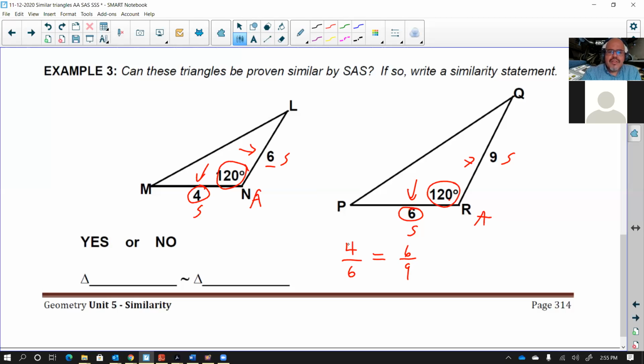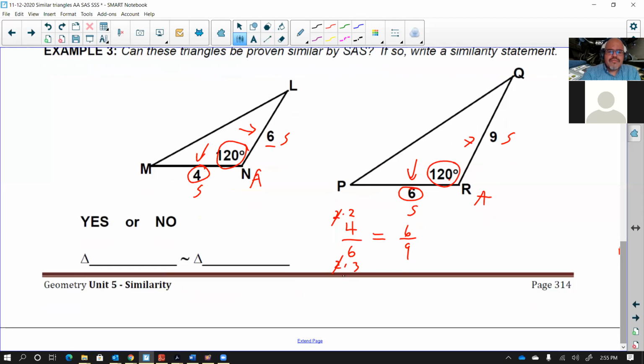I'm going to simplify first. So this is 2 times 2, this is 2 times 3. I break these up into their common factors. This and this, 2 and 2, simplify to 1. What's left is 2/3. The 6 breaks up into its factors, 2 and 3, and 3 and 3 for 9. These two simplify to 1, and this becomes 2/3. Since the two ratios are the same, these two triangles are proportional, so therefore they're similar.